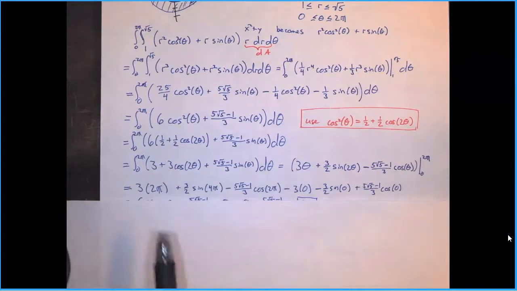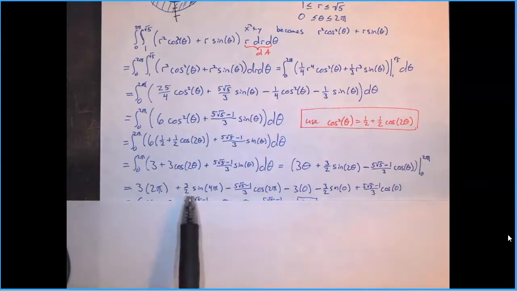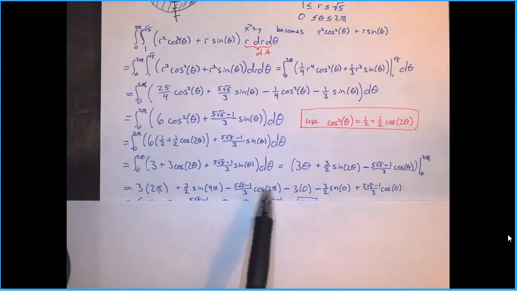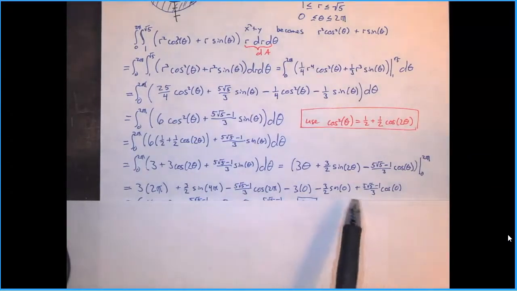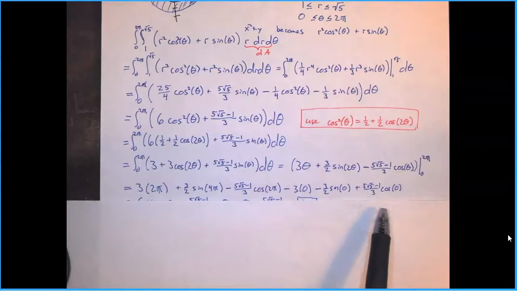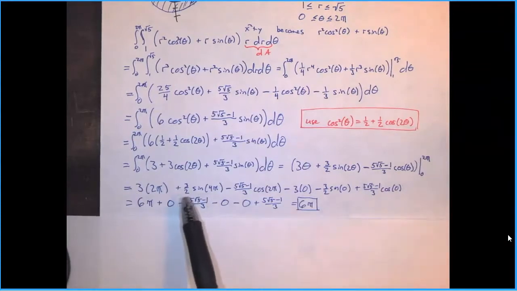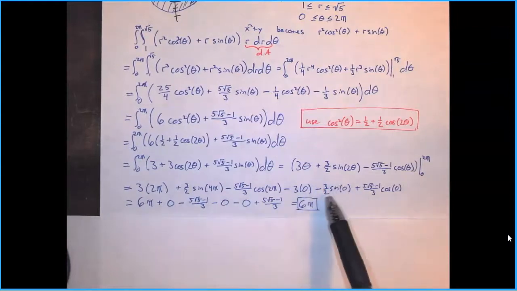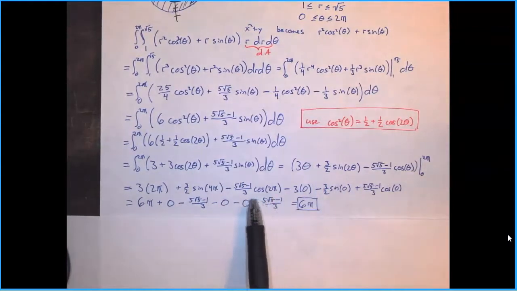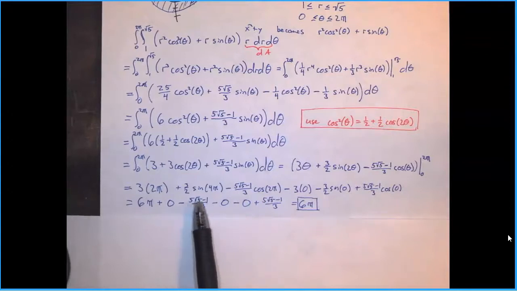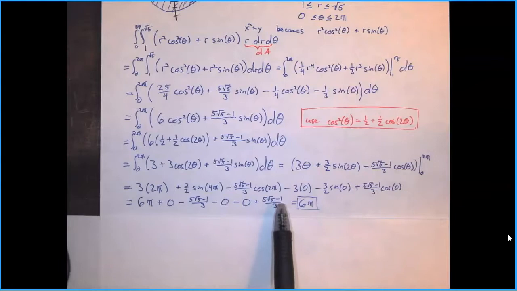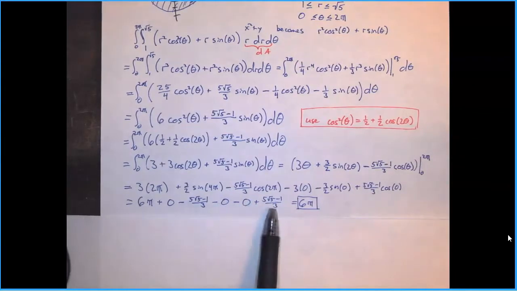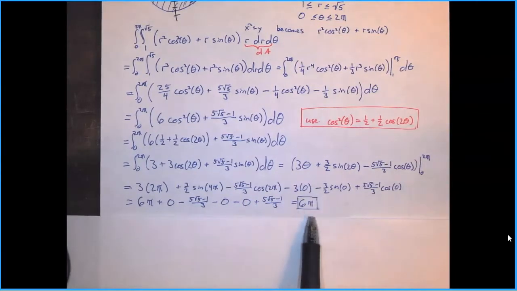So now I plug in my bounds. I get 3 times 2 pi plus 3/2 sine of 4 pi minus 5√5 minus 1 over 3 cosine 2 pi, minus 3 times 0 minus 3/2 sine of 0 plus 5√5 minus 1 over 3 cosine of 0. So now a bunch of these things go away. Sine of 4 pi is 0. Sine of 0 is 0. Cosine of 2 pi is 1, so I get negative 5√5 minus 1 over 3. Cosine of 0 is 1, so I get positive 5√5 minus 1 over 3. These two things cancel out, and my answer is just 6 pi.